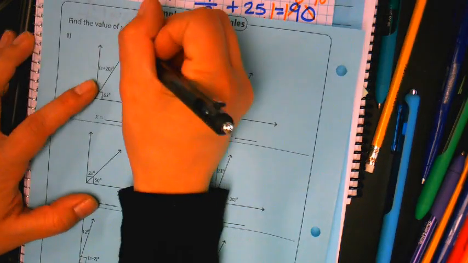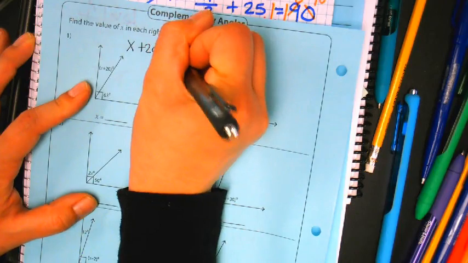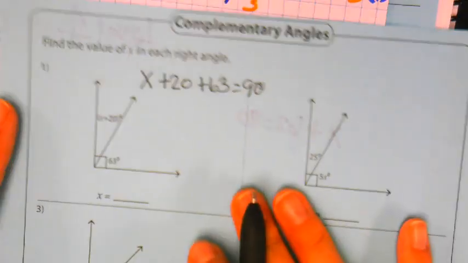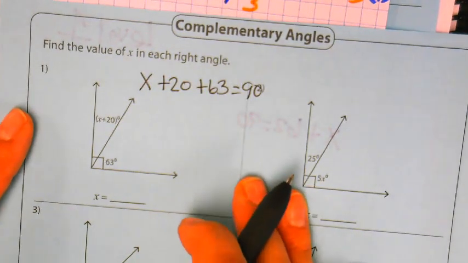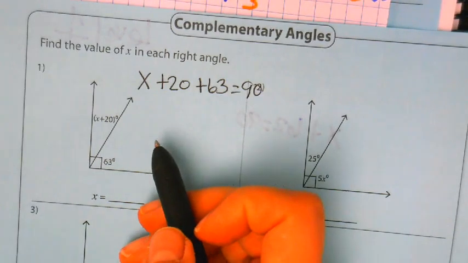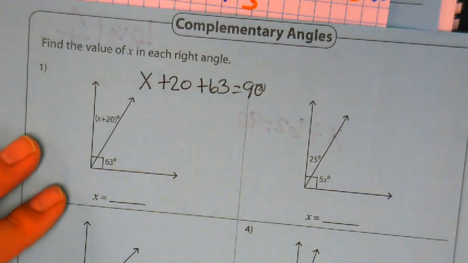So number 1 on the back would be x plus 20 plus 63 equals 90 on the back side. So the back side's level 2. Are they all plus signs? Okay, if they're all plus signs, it's easy. You can just add them. Number 5 and number 8, they have minus signs. Just take it just a little slower.